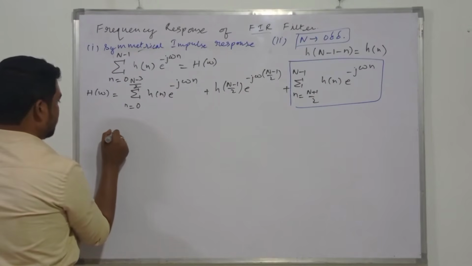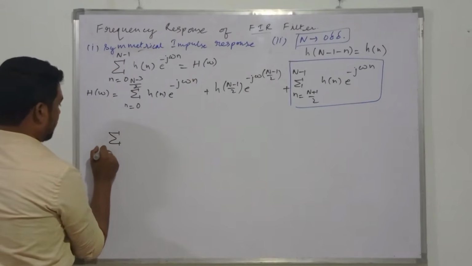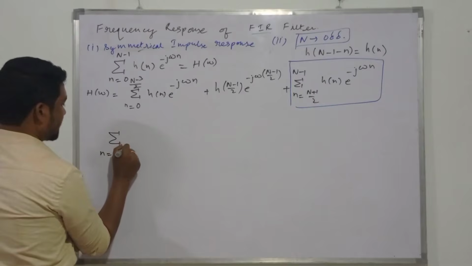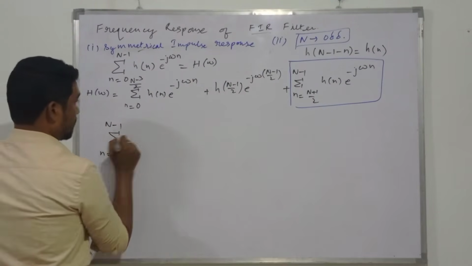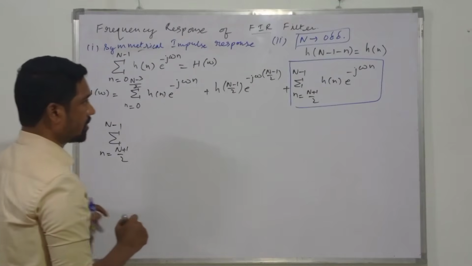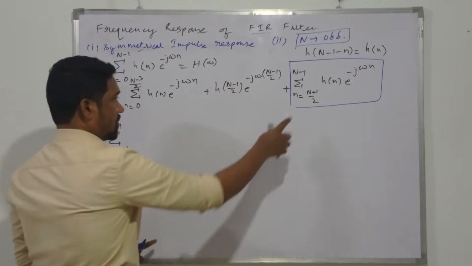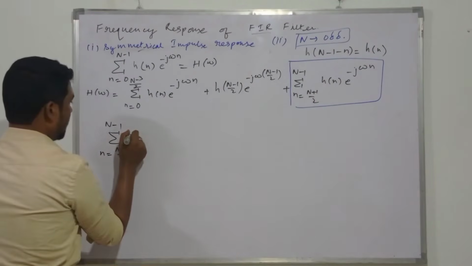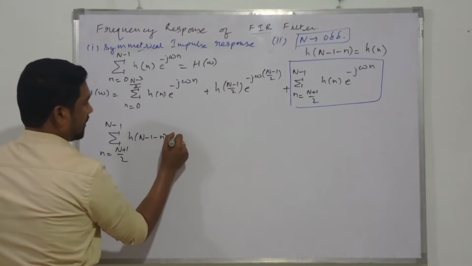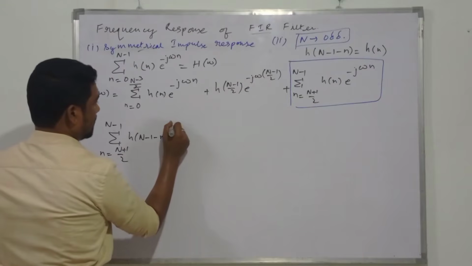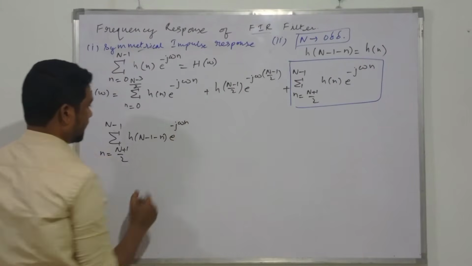It's a summation, n equal to (N+1)/2 to N-1, isn't it? So now we are talking about symmetry. So h of n can be plugged in with this one, h of N-1-n, and e raised to minus j omega n.